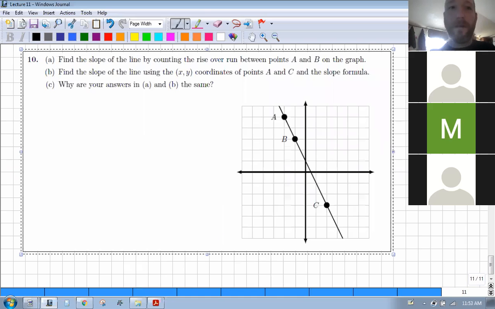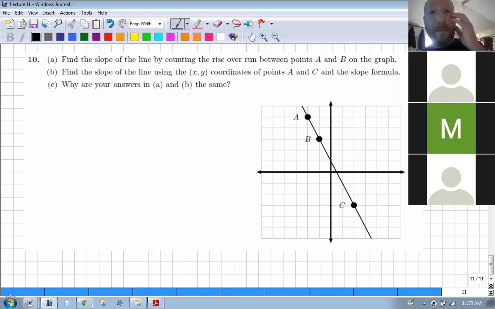Let's see here. Find the slope of the line by counting the rise over the run between points A and B. Well, if I go down 2 and to the right 1, down 2 and to the right 1, the slope is -2. The slope's negative. We're going downwards from left to right. If you're going downwards, you know it's negative.